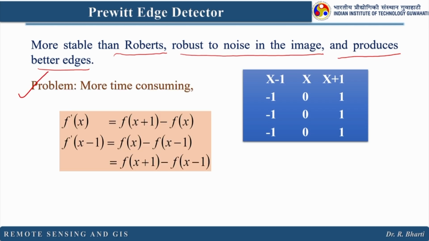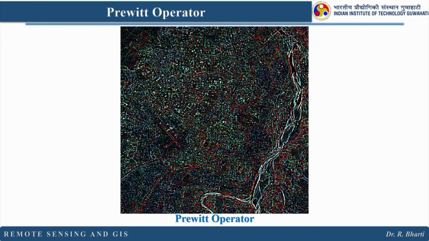The problem with this Prewitt edge detector is it requires more time. So that is the only problem with this edge detector. If you don't have time, then it is better to use others, but provided that it gives you good results, right? So you can see here all the edges are better perceived than the previous operator, right?